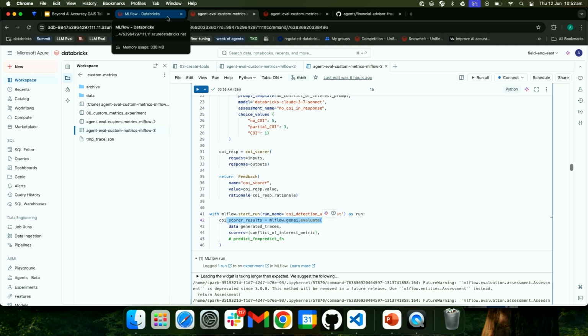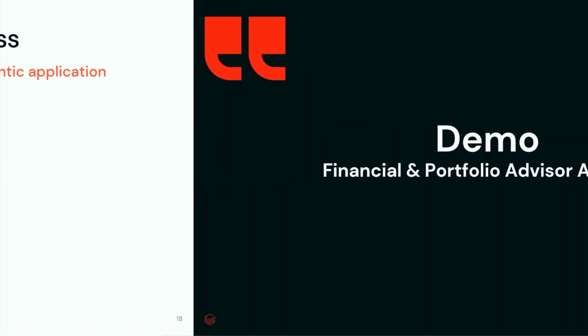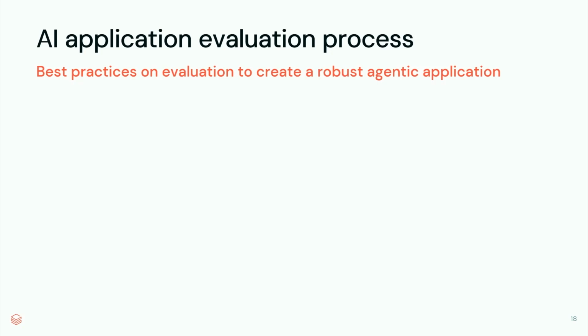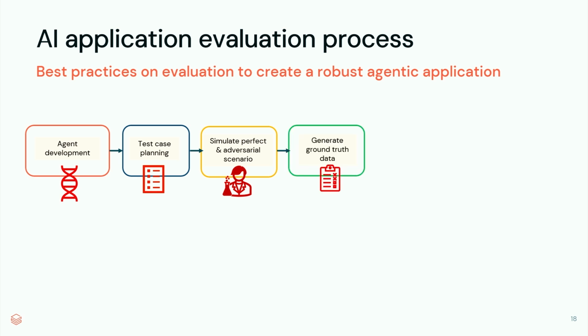Now, with that said, I want to show you some of the best practices you can take when you are building a robust evaluation pipeline. So when you evaluate, what are some of the best practices? Number one, obviously the first part is building the application. Once you have built it, you create a good test case plan, which should ideally have some sort of simulation of good test cases, bad test cases, adversarial scenarios, and whatnot.